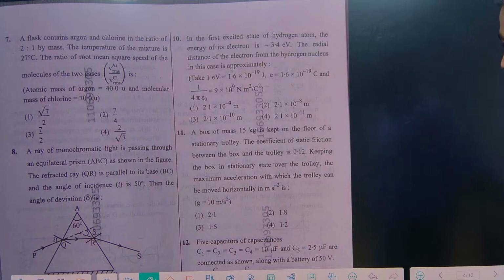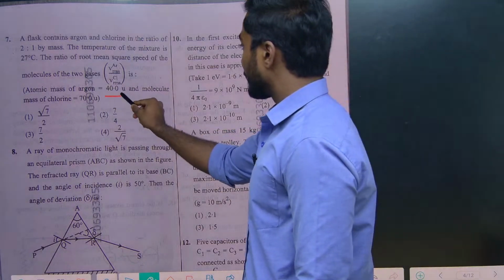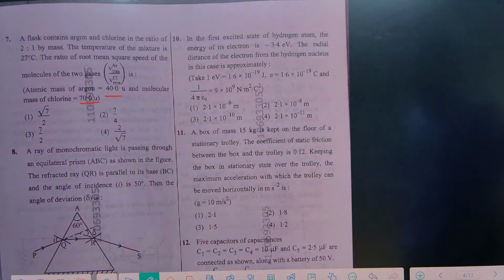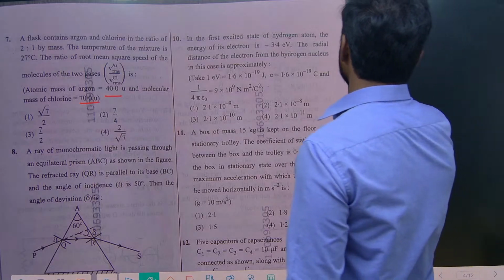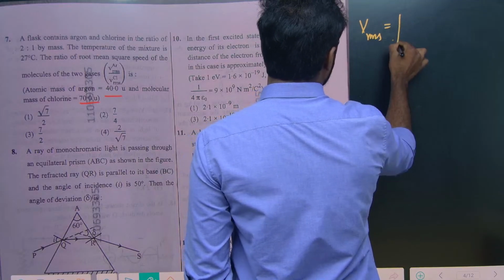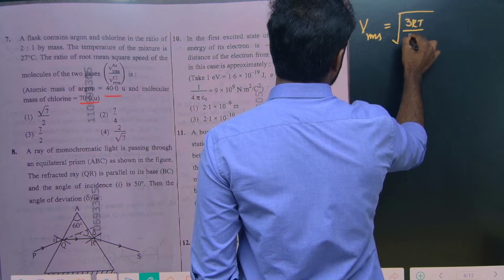Okay, fine. The ratio of the root mean square speed of the molecules of the two gases, Vrms of the argon and Vrms of the chlorine, they have given, right? So atomic mass enta ichadu? Argon they have given us 40, and chlorine they have given us 70. So what is the relation between the atomic mass and the Vrms? Vrms equals root over 3RT by M kada.